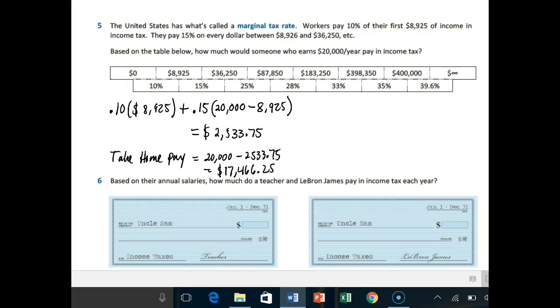All right, so when you get a job and they say, hey, this is going to be your yearly salary, you can't automatically assume, oh, if it's $50,000, I get to keep all $50,000. No, you have to plan for how much is going to be taken out for taxes. So let's do a teacher's salary, because LeBron's is going to be kind of confusing. So a teacher's salary, how much will they have to pay in taxes? So they'll have to pay 10% on that first $8,925.